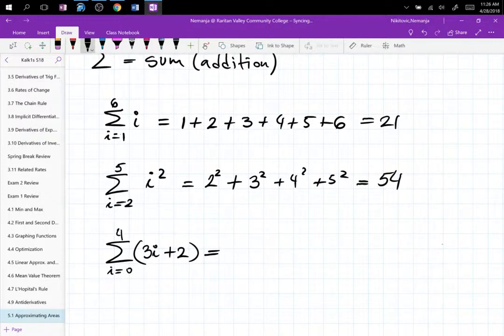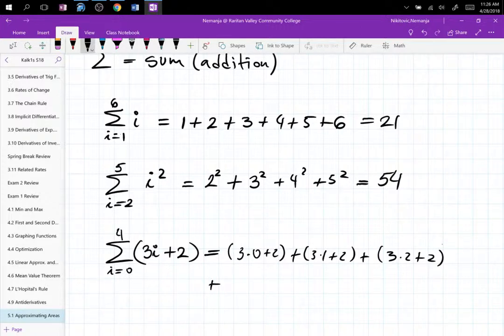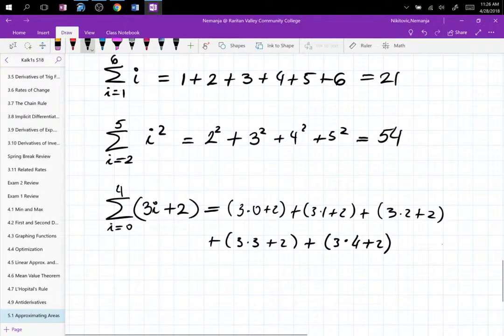Alright, so now, if you have this, you're correct. 3 times 0 plus 2, plus 3 times 1 plus 2, plus 3 times 2 plus 2, plus 3 times 3 plus 2, plus 3 times 4 plus 2. And I have to stop because I reached i equals 4, which is the top of the sum. Once I have that, I can compute.